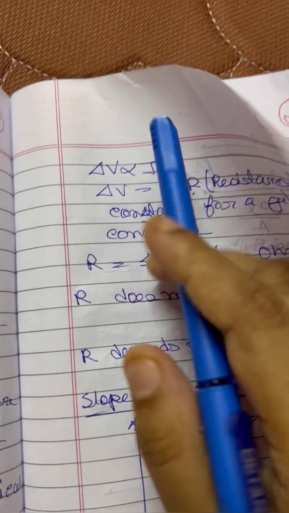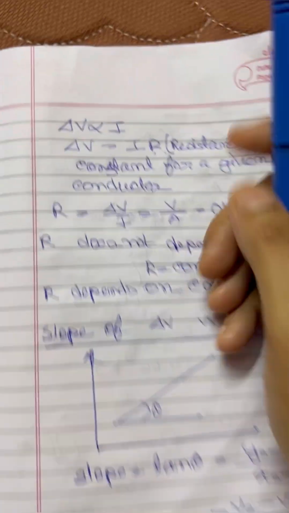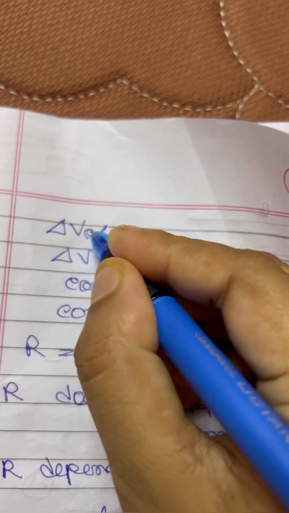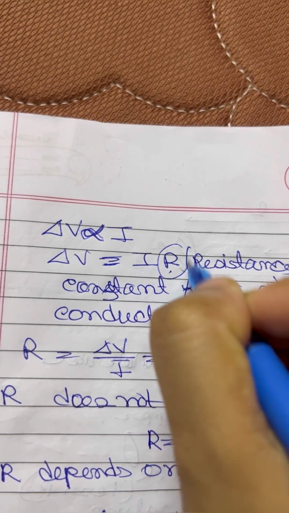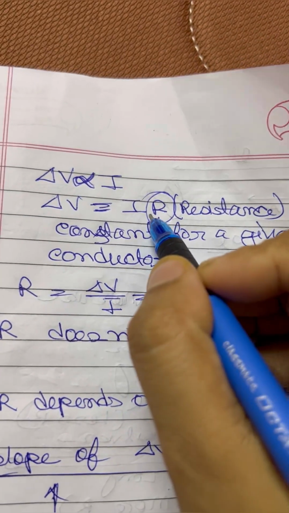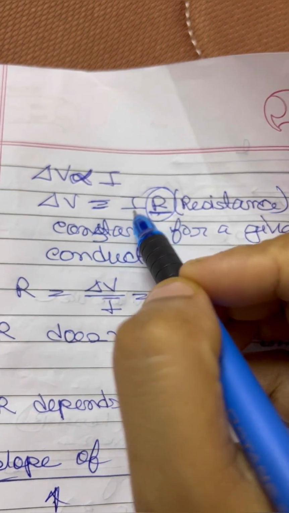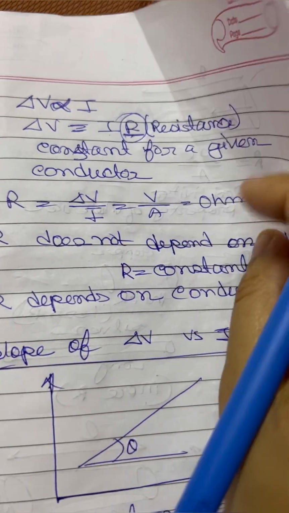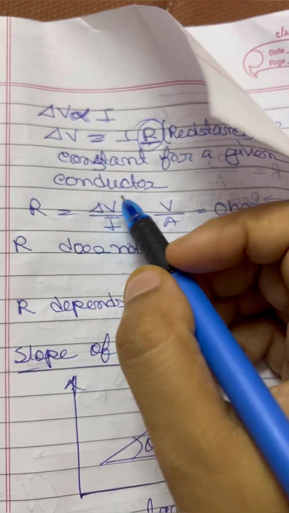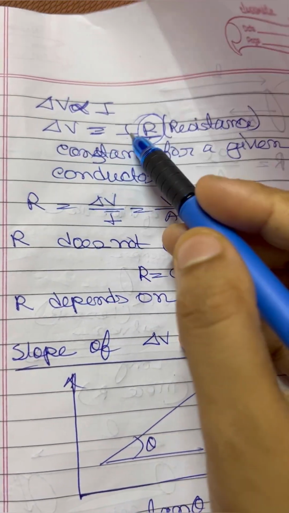So we have learned that potential difference is directly proportional to I. Now if we take any proportional sign, when we remove this proportional sign, there will be a constant, and here we have taken the constant as R. So delta V is equal to IR. R is the resistance, and the value of R is constant for a given conductor. So from this equation we can conclude that R is equal to potential difference by I.